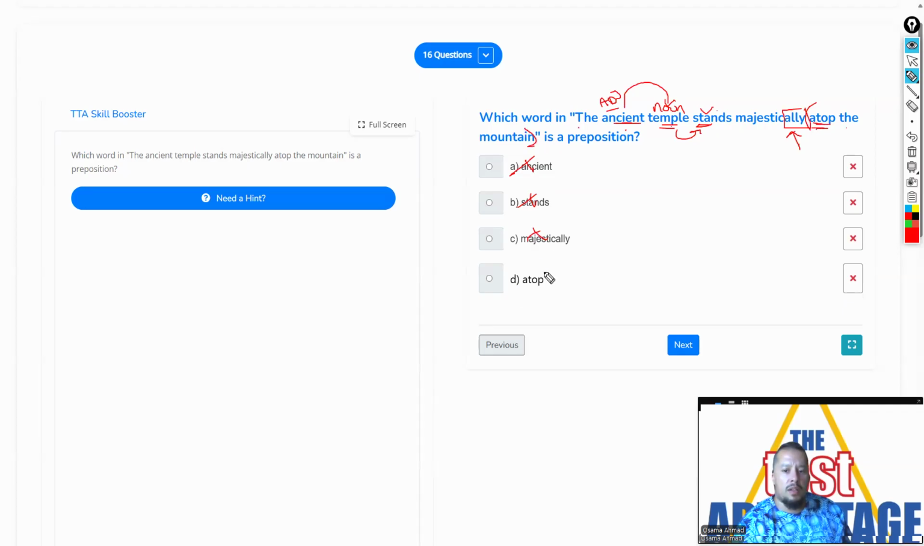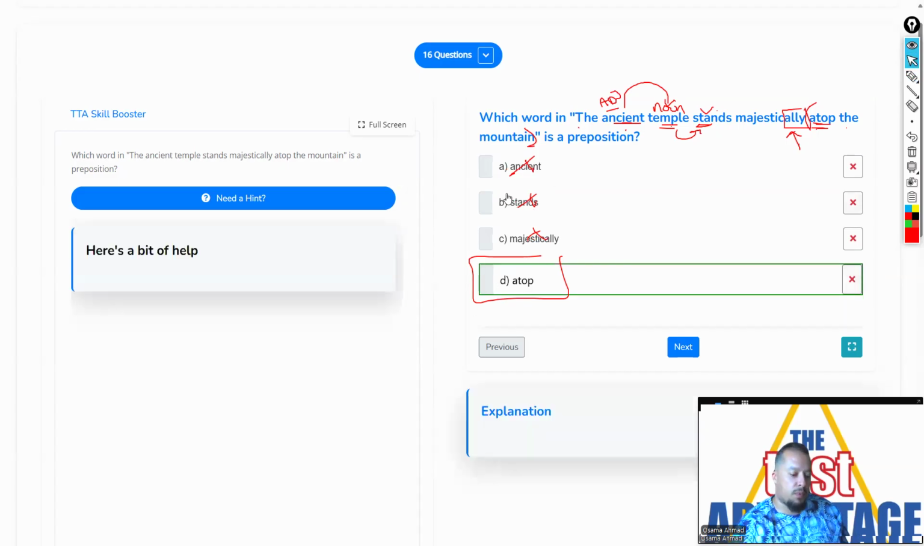tells you where. Right? Usually a preposition is a strange word that has no meaning. I don't want to say no meaning, of course it has meaning, but not meaning like ancient or stands or majestically. Right? Because it's more about the location of something, or where something happened. So it's atop here. And I want you to see the adjective too.